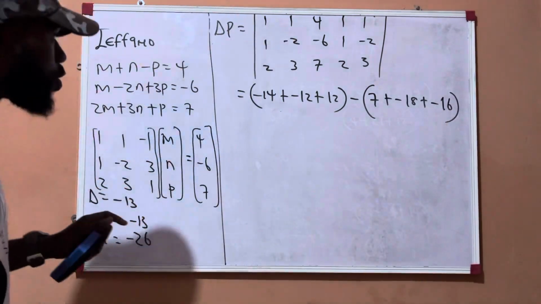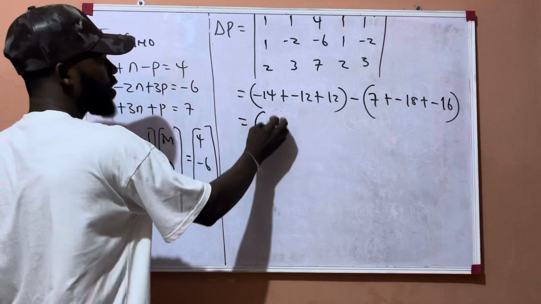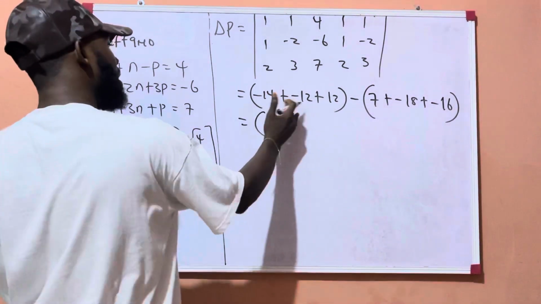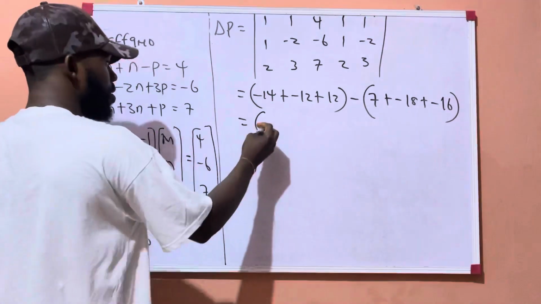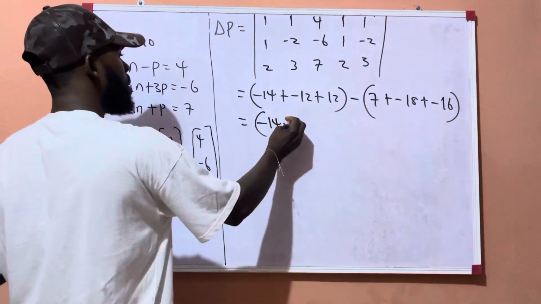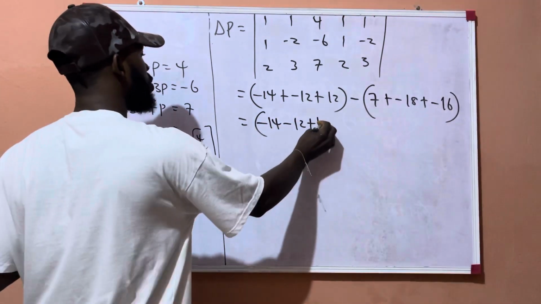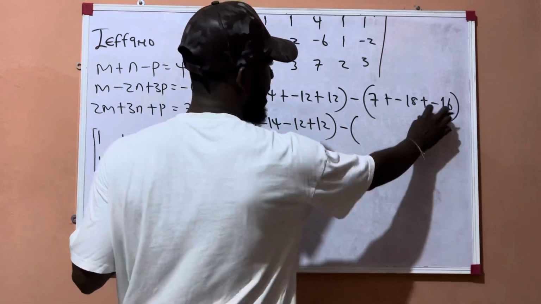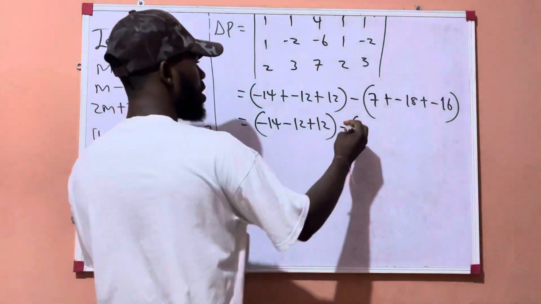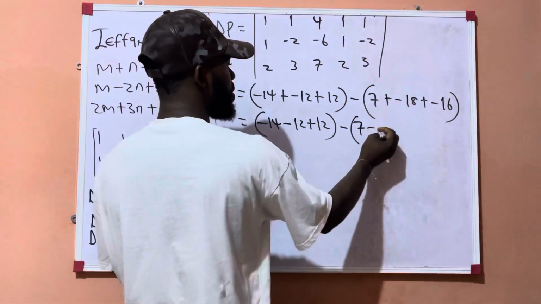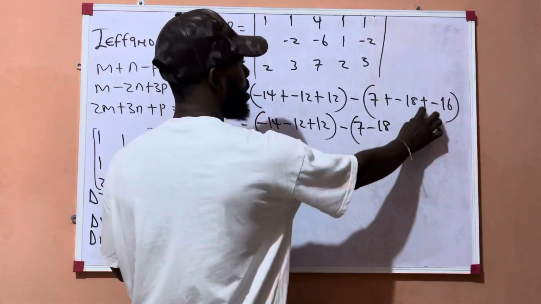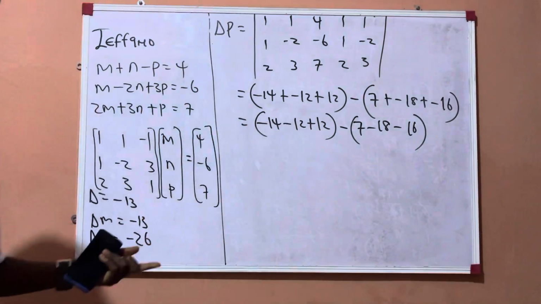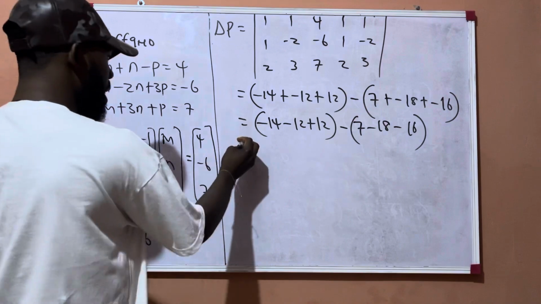Okay, now let's continue. We have this. First of all, I have two signs here, plus and minus, which is not supposed to be so. So plus times minus gives us minus. So we're going to have this: minus 14 minus 12 plus 12. Minus. Also, I have plus and minus here, and I have plus and minus here. So here becomes 7. Plus times minus is minus 18. Plus times minus is minus 16. Okay, that works.